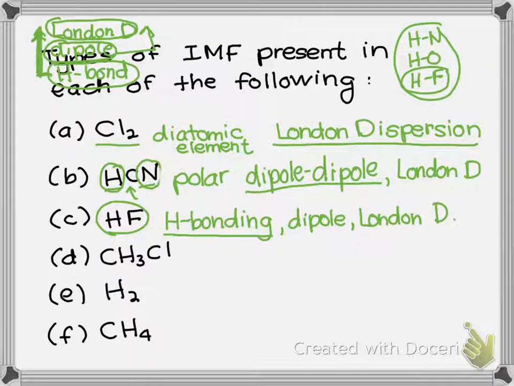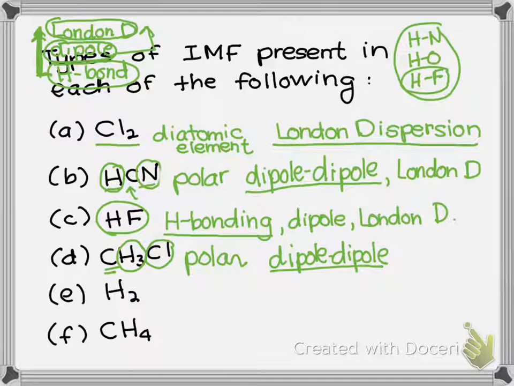Now letter D, CH3Cl. So here's my central atom, and I see that it has 3 hydrogens and 1 chlorine. I don't see any of my hydrogen bonding elements, so I know it's not hydrogen bonding. So I have to decide, is it polar or nonpolar? Nonpolar molecules are surrounded by all of the same elements. So this guy has different elements around it. That makes it polar. So any polar molecule is going to have dipole-dipole as the main force.